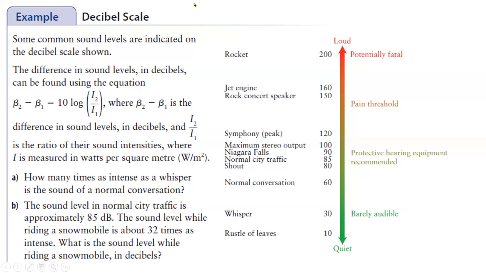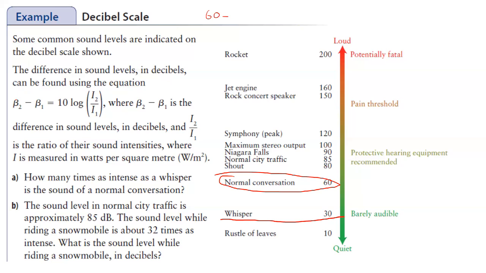All right, so let's have a look at the solution together. Question A, how many times as intense as a whisper is the sound of a normal conversation? Okay, so let's find what a normal conversation is. Normal conversation has a decibel level of 60, right? A whisper is 30.